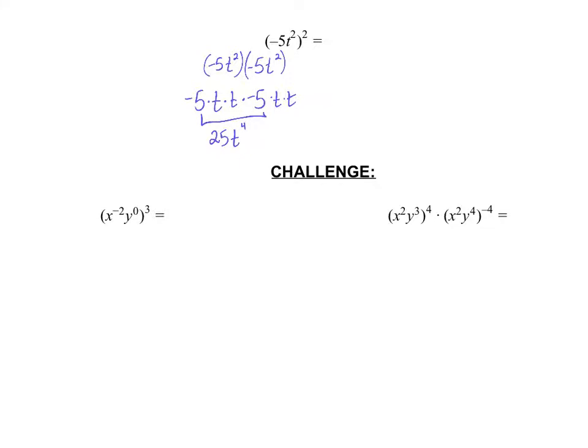Now if we use our properties, the negative 5 gets squared and the t squared gets squared. So negative 5 in parentheses squared. And then if I have a power to a power, all right, remember that's where we multiply the exponents. So it's t to the 2 times 2 power, which gets us t to the 4th.